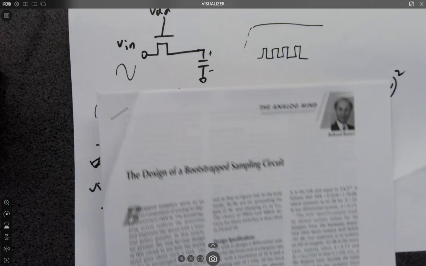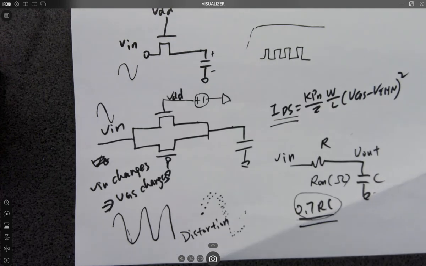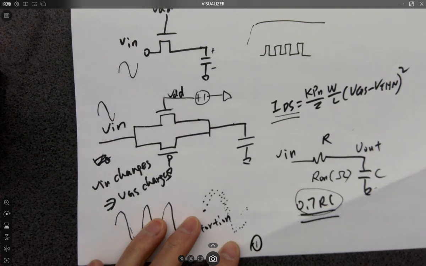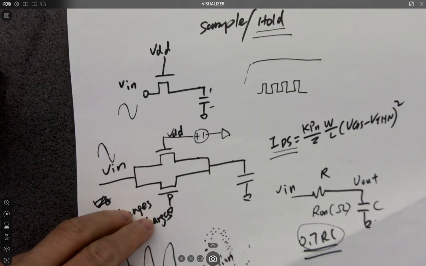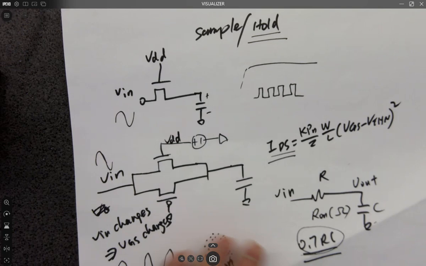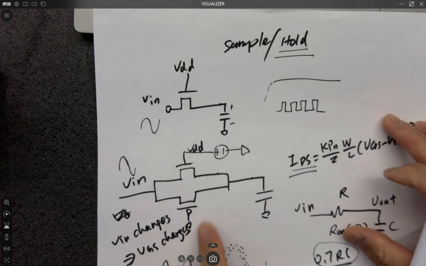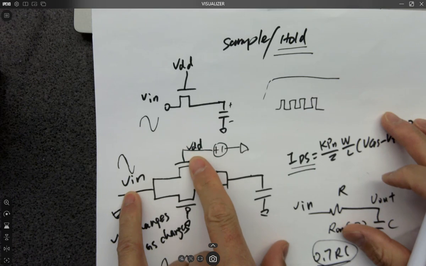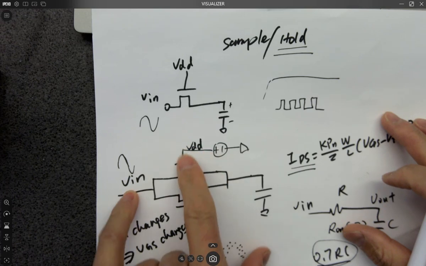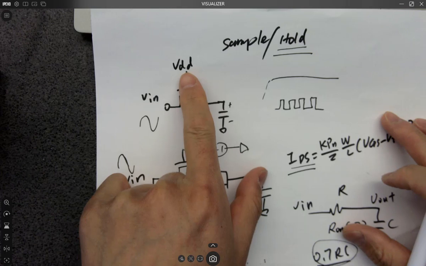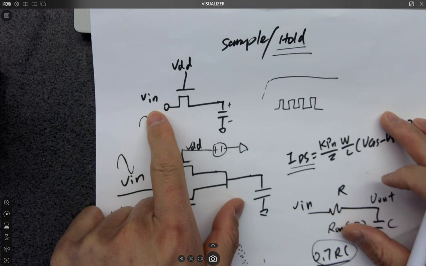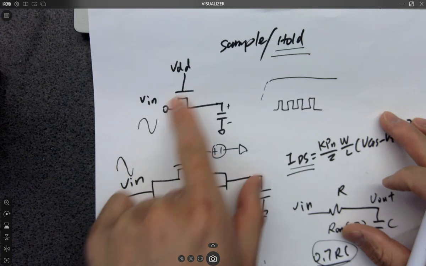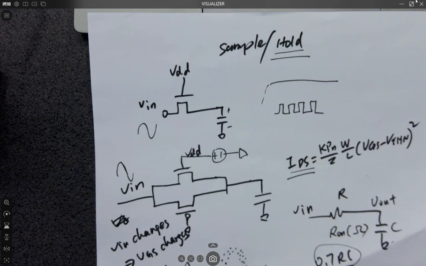So how to solve the problem? How to solve the problem? So there's a circuit design called Bootstrapped circuit. Because now the problem is that VGS is not constant. Why is the VGS not constant? Because whenever you turn on the switch, it's a VDD, your VIN is always changing. If VIN is changing, then your VGS is changing. Makes sense, right?